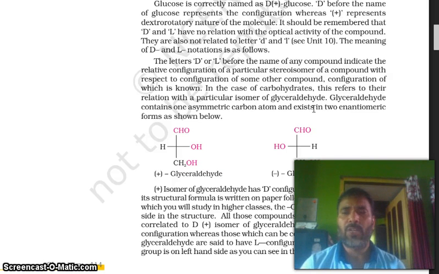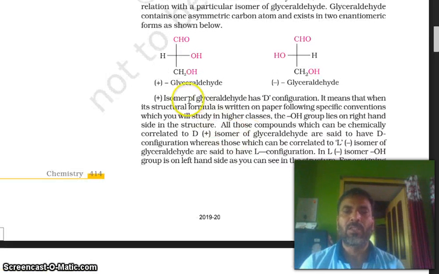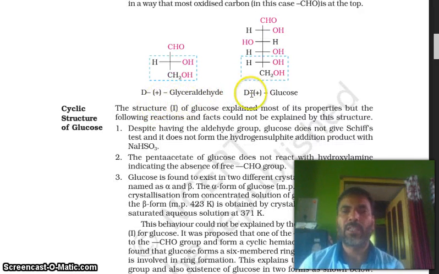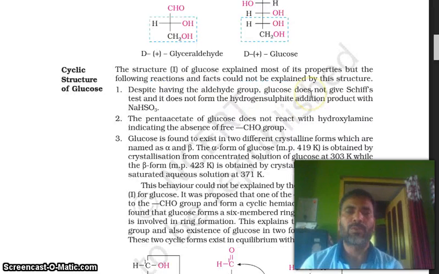In the case of carbohydrates, this refers to their relation with particular isomers of glyceraldehyde. Glyceraldehyde contains one asymmetric carbon atom and exists in enantiomeric forms as shown below. This is glyceraldehyde and this is also glyceraldehyde. Only the position of the OH group is different. So here you see D(+)-glyceraldehyde and D(+)-glucose.